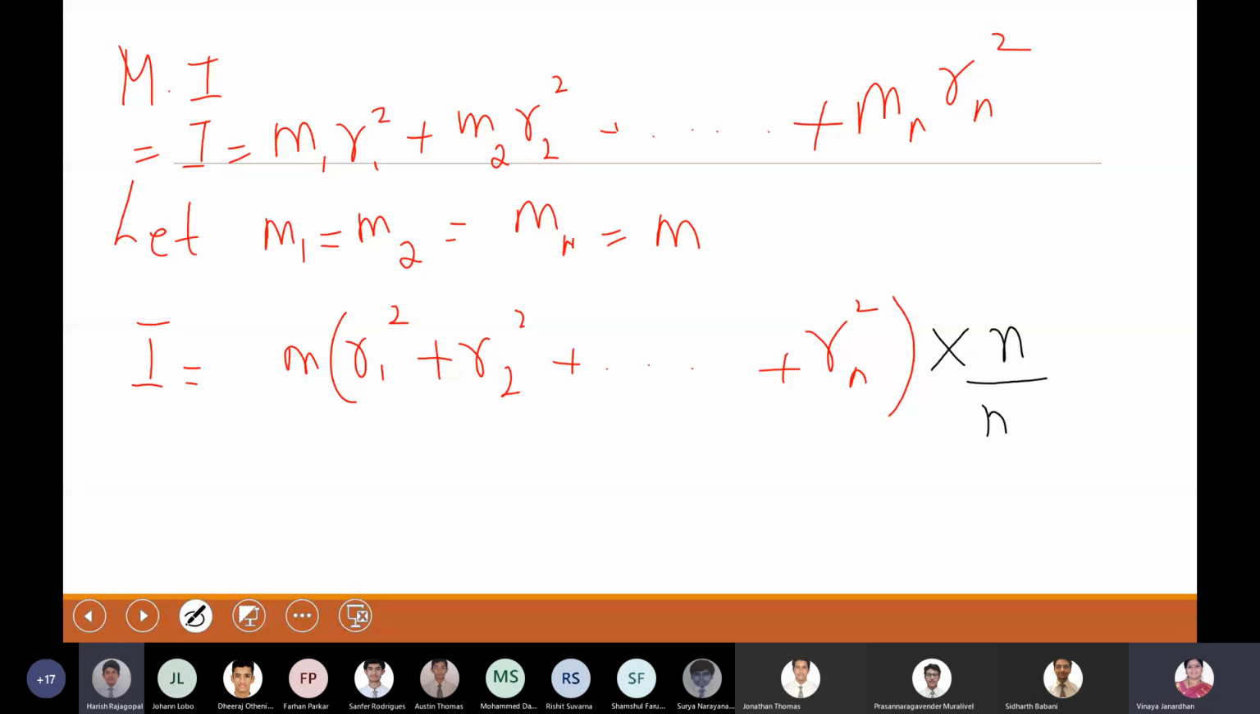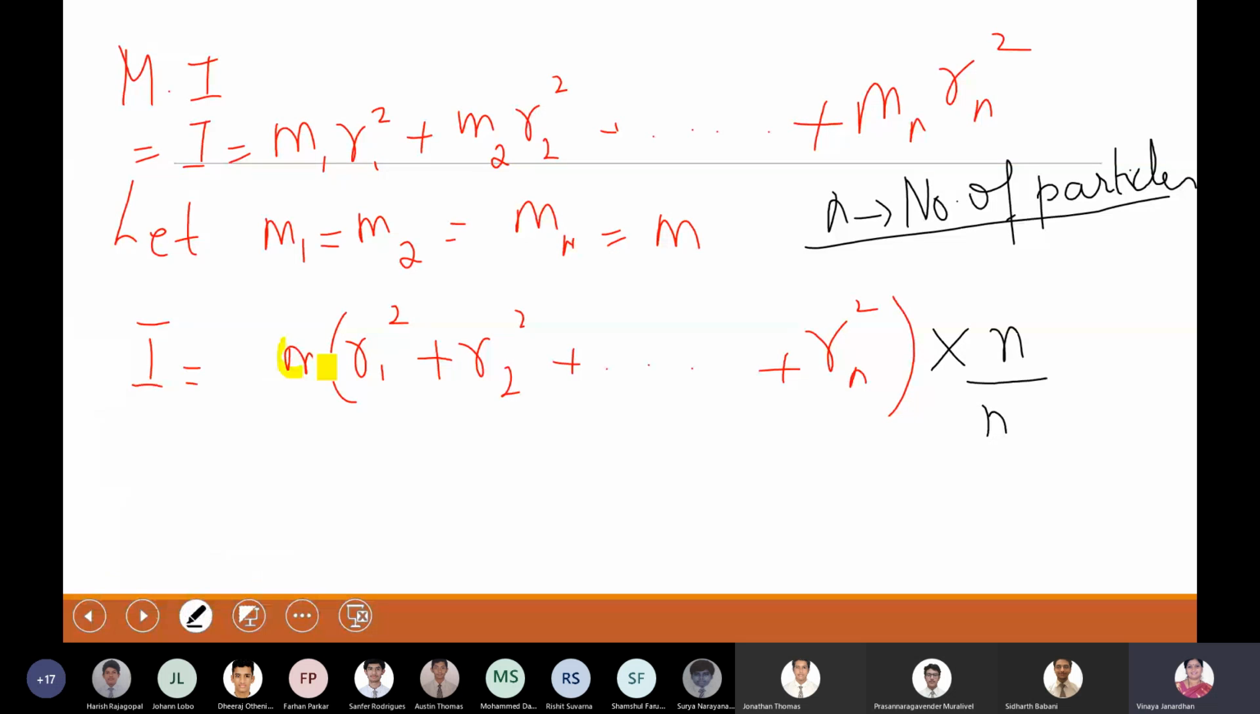n is the number of particles. So I'm multiplying and dividing the expression by n, which will not disturb the equation. Now, what does the product of m and n represent? m is the mass of each particle, n is the total number of particles, so m into n gives you the total mass of the entire body.